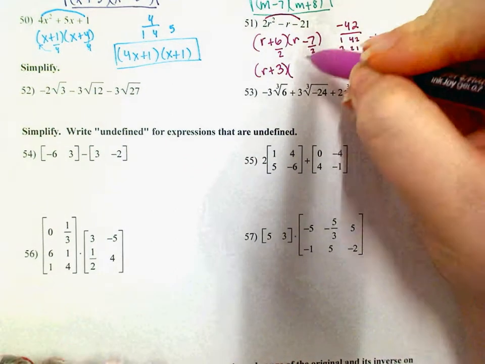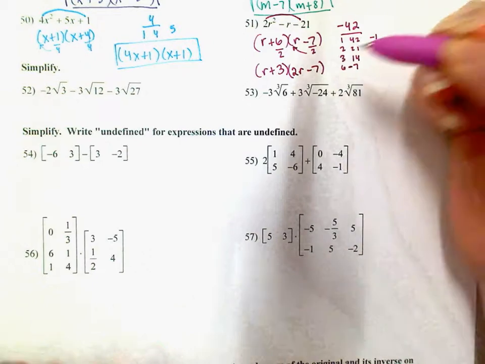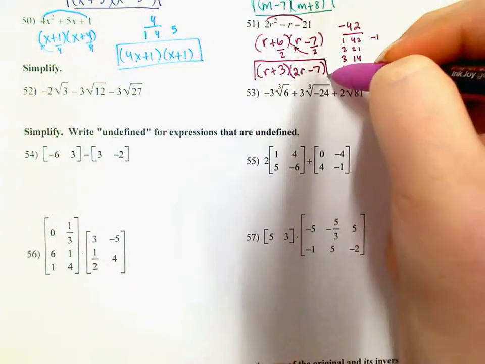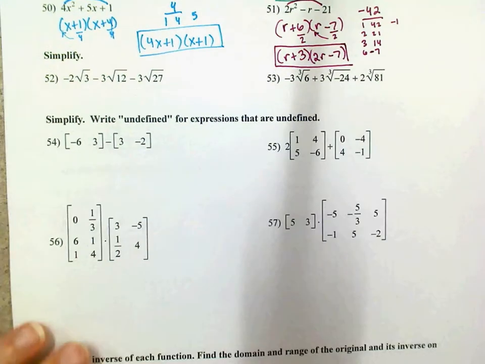And so, this one does not simplify, so we bring this back up to r minus 7. And there you go. So that one is just r plus 3 times 2r minus 7. Alright, number 52.